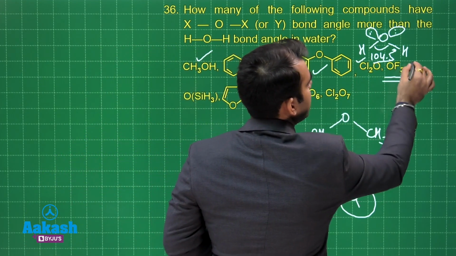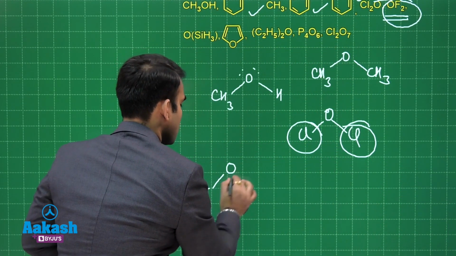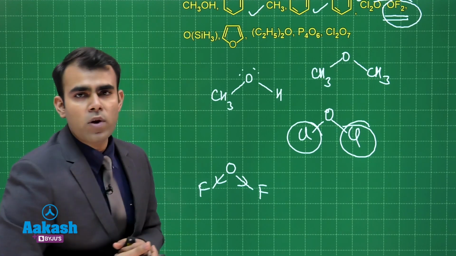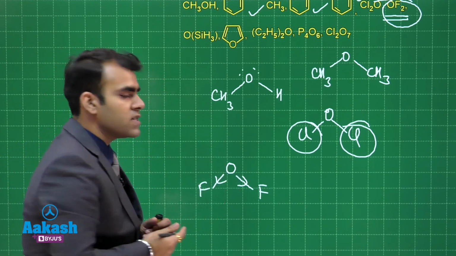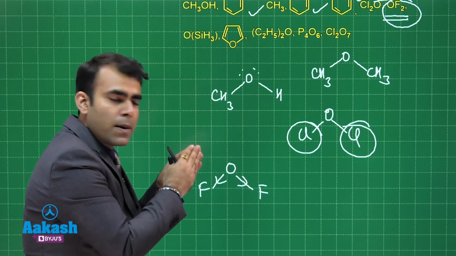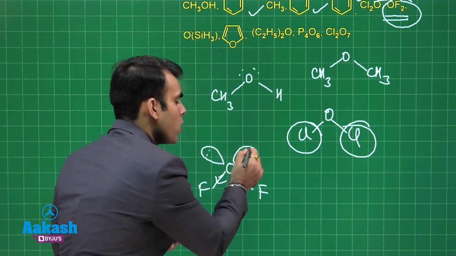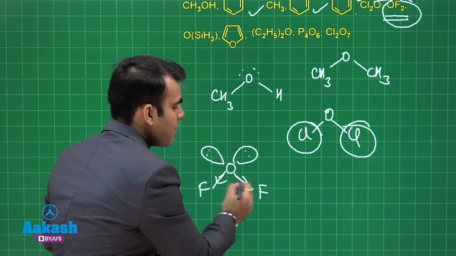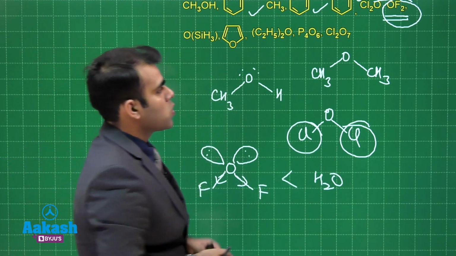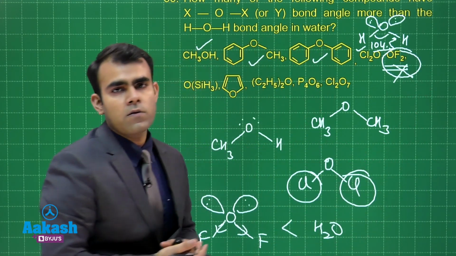But there is a case, that is OF2. Now the size of fluorine is not that big, and fluorine is more electronegative than oxygen. As fluorine is more electronegative, it pulls electron density towards itself, and because of that there is less electron repulsion between these bonds, and that's why there is more lone pair repulsion effect, and that's why in F2O the bond angle is less than that of H2O. So OF2 does not have a larger bond angle than water.